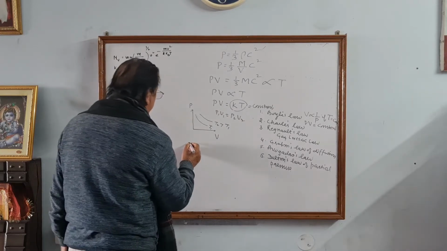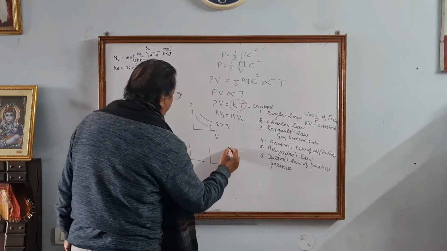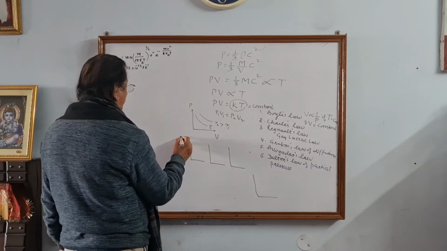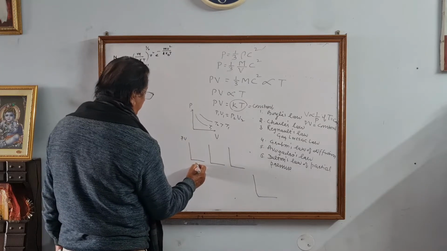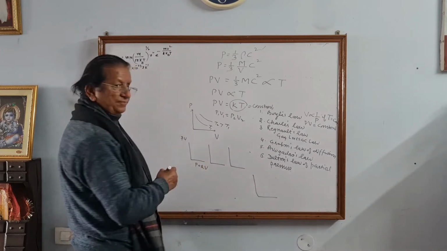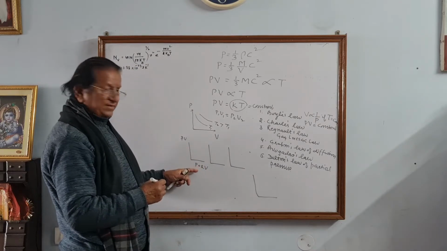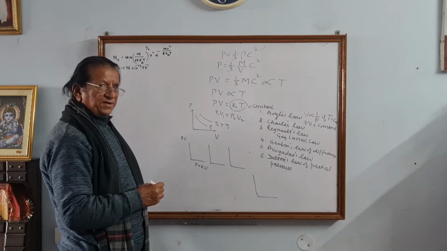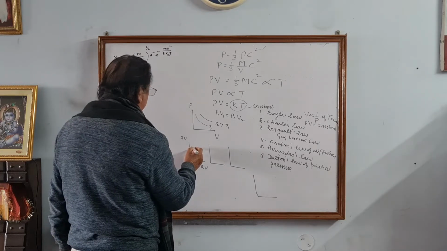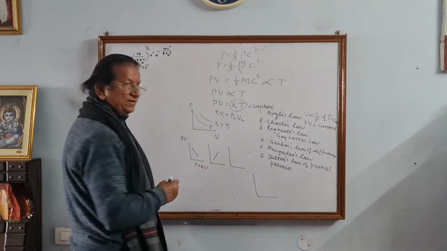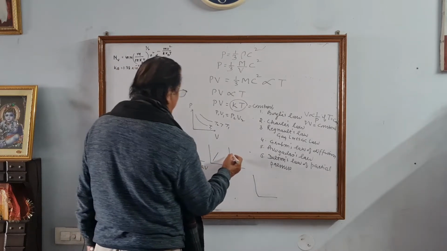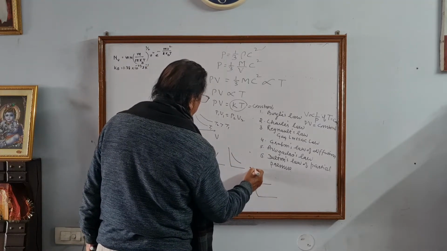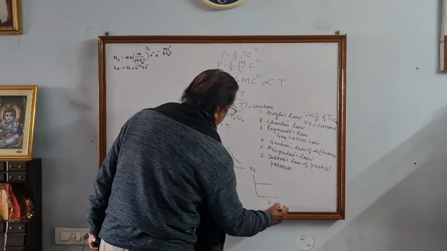Then yesterday I showed you 4 graphs, and which was the correct graph for Boyle's law. This is PV, and on this side either P or V. Graph between PV and P or V, any of the two. Okay? Can be like this, can be like this, can be like this, and can be like this. PV versus V or P.